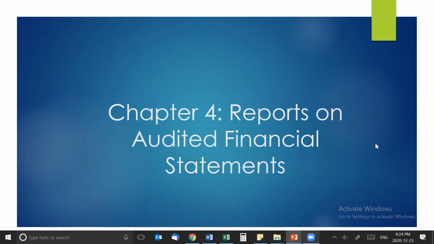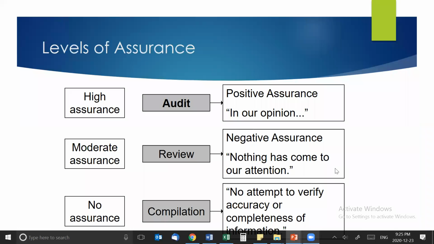So Chapter 4 is reports on audited financial statements. Here we're going to be looking at what type of reporting the auditor does when they're finished the audit of the financial statements. What type of report and audit opinion do they provide?